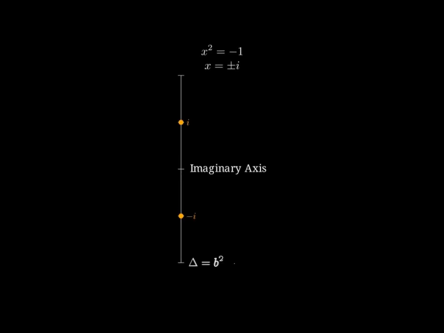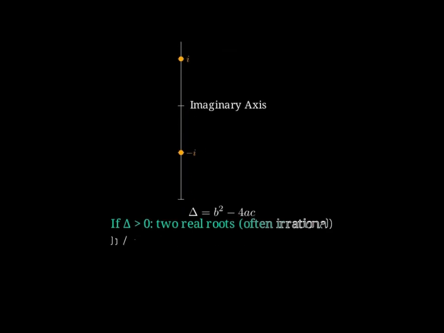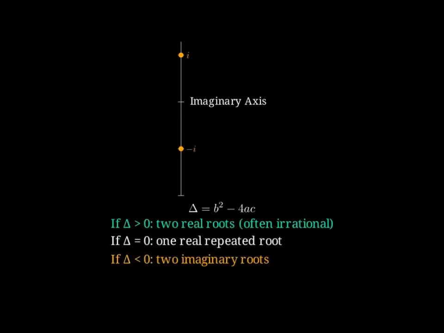A quick way to predict the type of roots is by using the discriminant from the quadratic formula. For ax squared plus bx plus c equals 0, the discriminant is b squared minus 4ac. If the discriminant is positive, we get 2 real roots, often irrational. If it is 0, we get 1 real double root. If it is negative, the roots are imaginary.